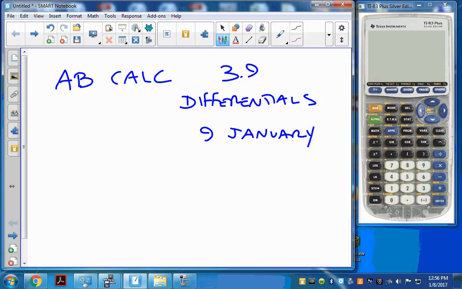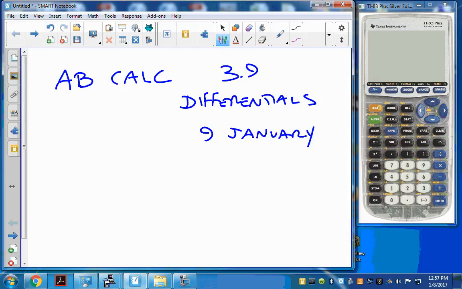This is not a digital learning day assignment. This is your homework for the 9th of January, section 3.9 out of your textbook, differentials. If you did not bring home your textbook, I scanned in 7 pages from the text, and they're included as a topic dated homework for January 9th.